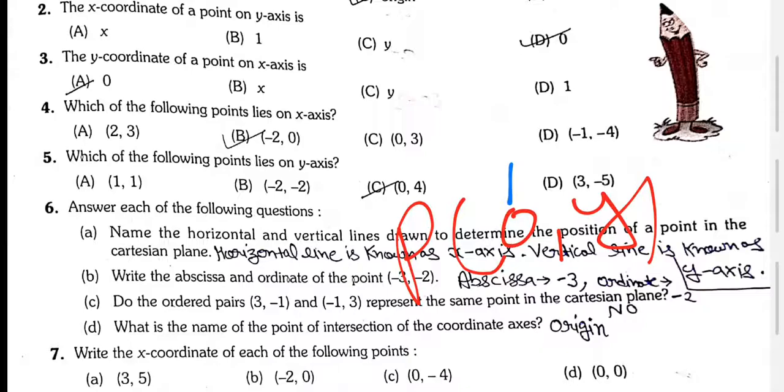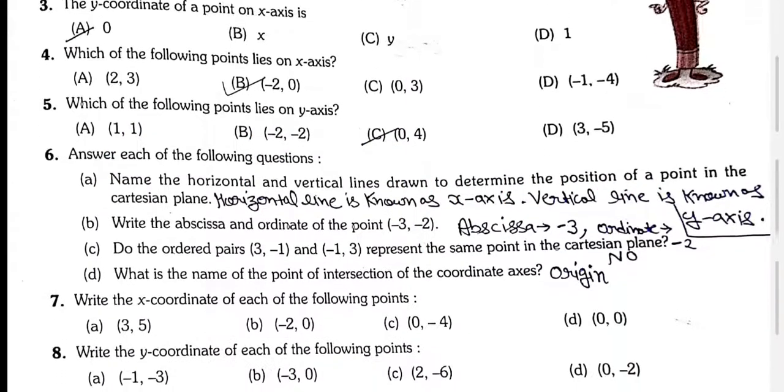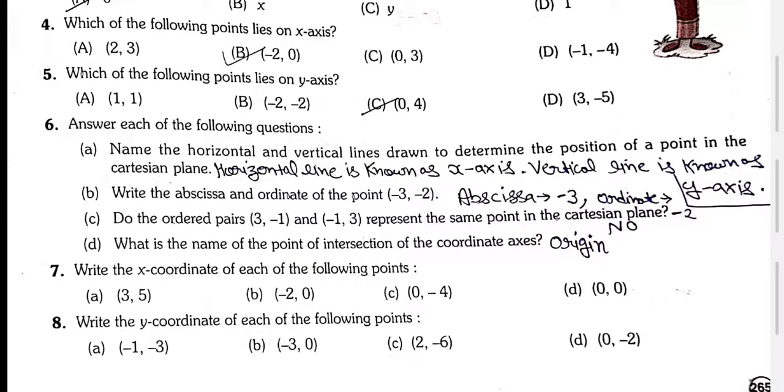So you have to find which have x value 0. x value minus 2 is wrong, x value 0 is correct. So it means option C is correct. Now answer each of the following questions. Name the horizontal and vertical line drawn to determine the position of the point in the Cartesian plane.